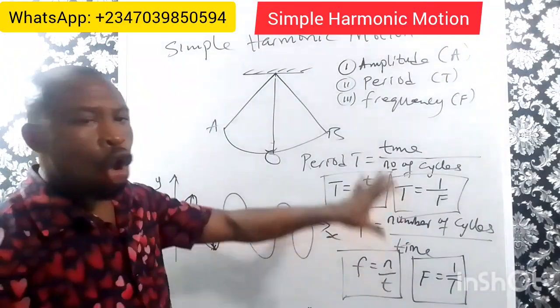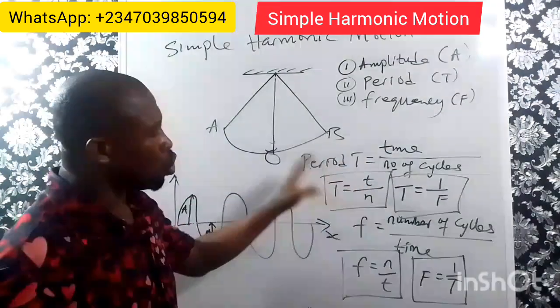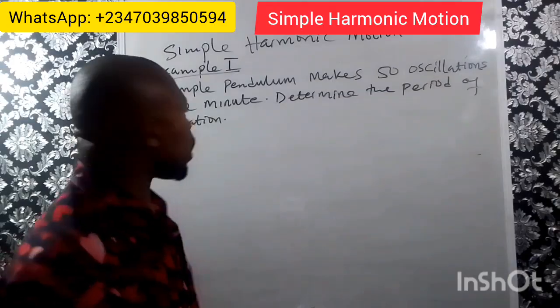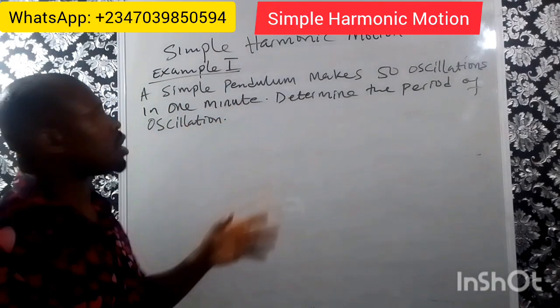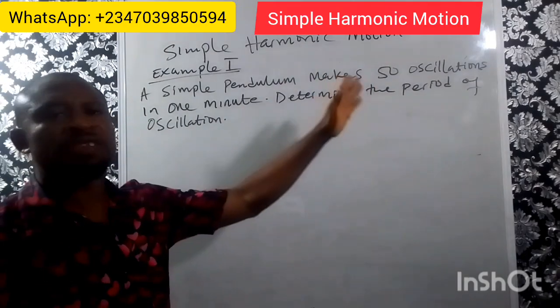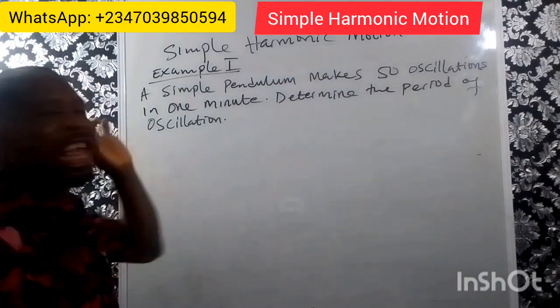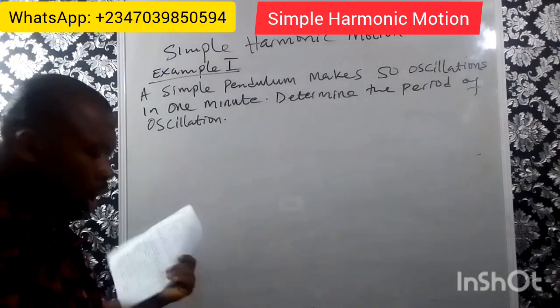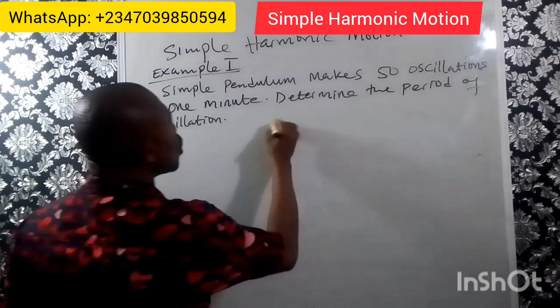Let us take 1 or 2 calculations to add flesh to what we have just discussed. Now we take this first question, and this question says a simple pendulum makes 50 oscillations in 1 minute. Determine the period of oscillation. Now solution.